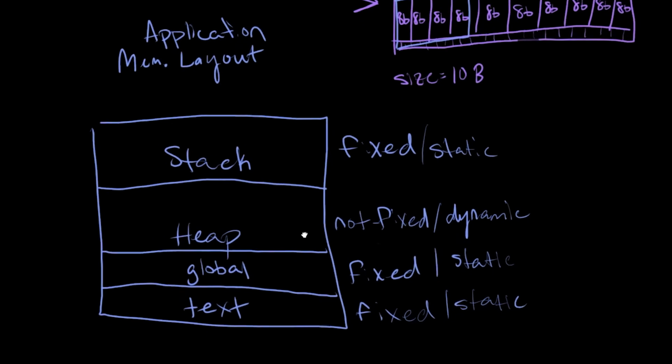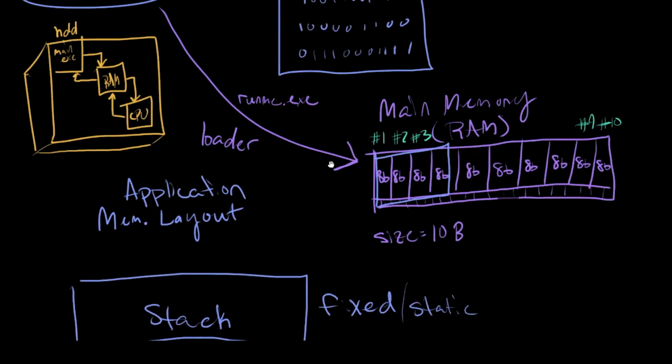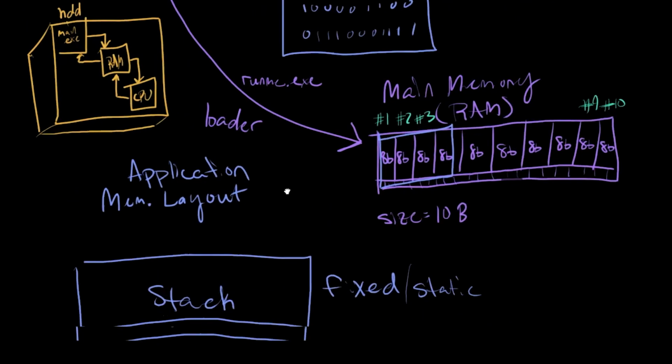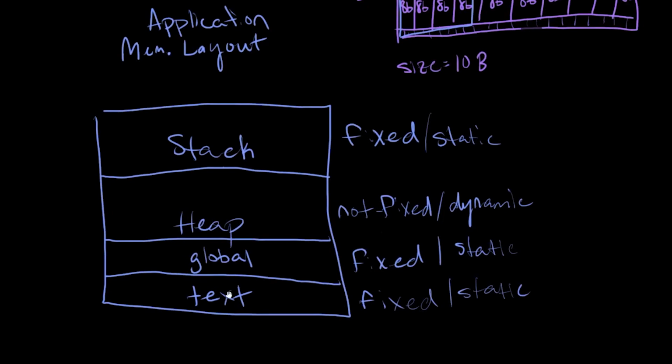So all you need to know at this point is that when a program is loaded onto main memory, it's separated into 4 different sections: the text section, global section, heap section, and stack section.